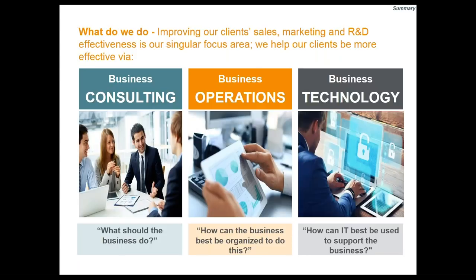Okay. So what do we do and how are we organized to deliver on the different spaces that I was just talking about? We generally break our organization into three core pillars or three core functions that serve our clients. The first function is business consulting, where we help our clients answer questions around what the business should be doing. The second core pillar is business operations. Here, we help our clients answer questions around how the business can best be organized to do what they need to achieve. And the third pillar, or third function, in our company is business technology. This is where we are helping our clients think through how information technology can best be used to support the business.